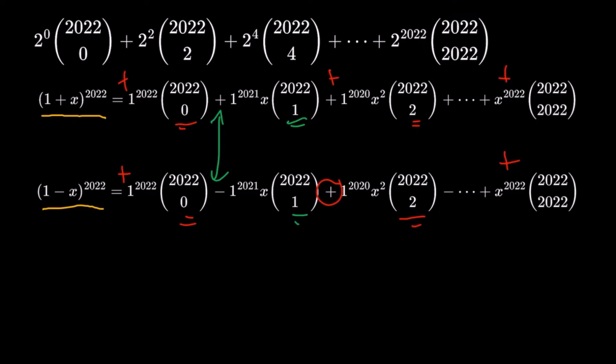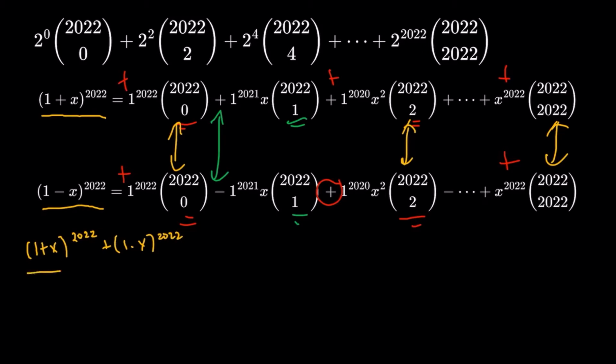Now, this is particularly interesting for us because if we add the two equations, the terms with the binomial coefficient 2022 choose the odd numbers are going to cancel out. So that's going to be the motivation here. So let's try to add these two. And if I add these two, we're going to have two of these, and two of these. So let's not have duplicates. Let's just divide the result by 2. So what I'm going to do is take 1 plus x raised to 2022 plus 1 minus x raised to 2022, and divide this by 2.